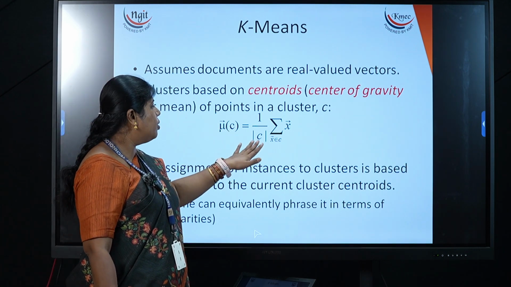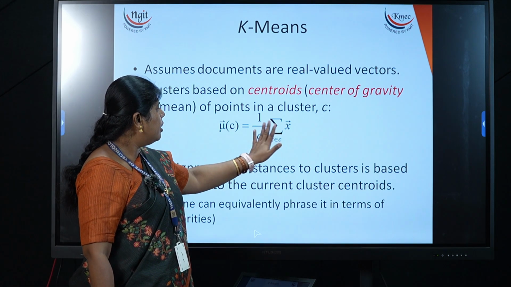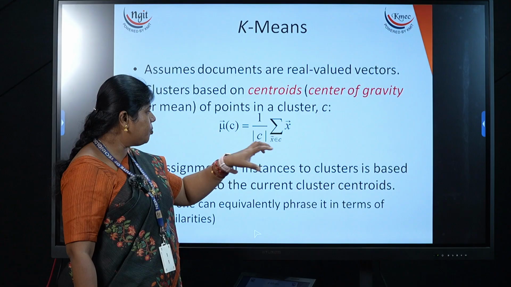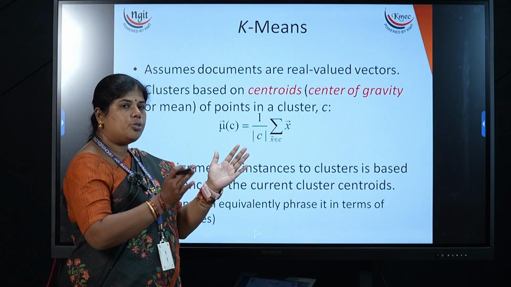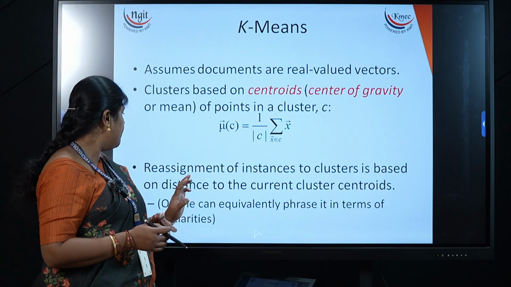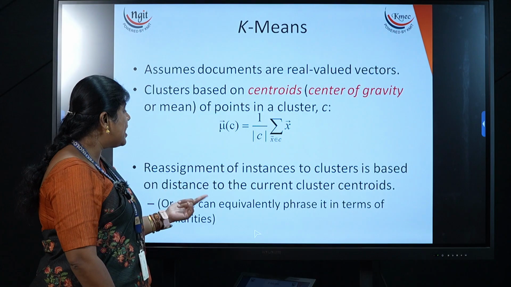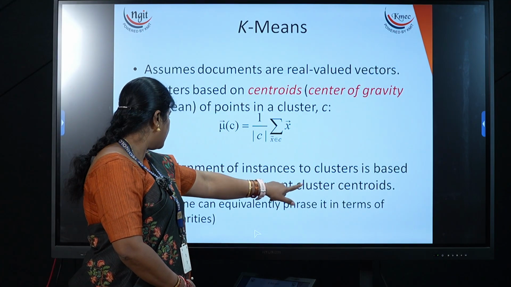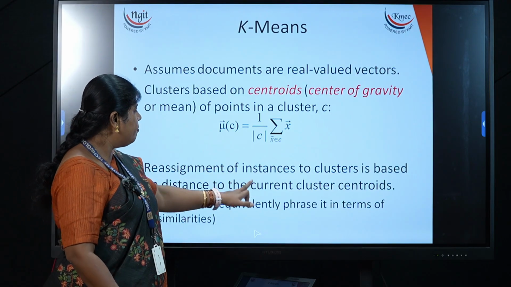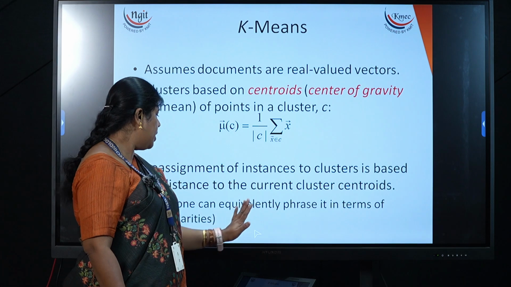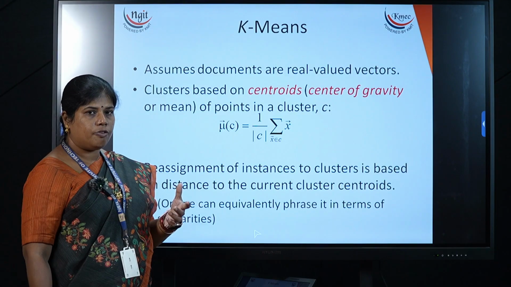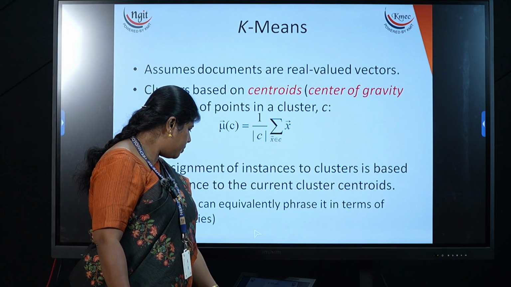For a cluster C, I find the mean by taking all the documents, each represented by x, putting them together, and dividing by the absolute value of C, the size of the cluster. And we reassign new instances to the cluster based on the distance of the new document from the current cluster centroid. This is very important. Or you can consider a similarity coefficient, that is, the cosine value.